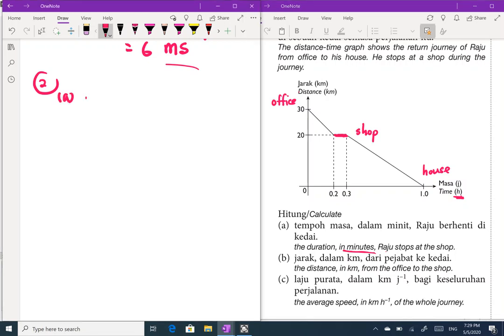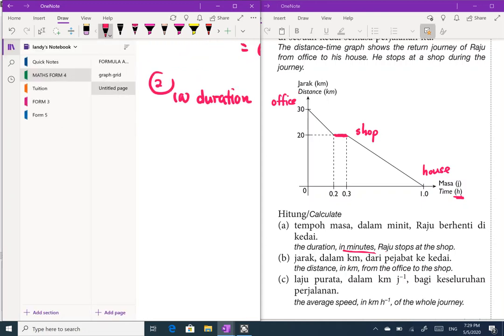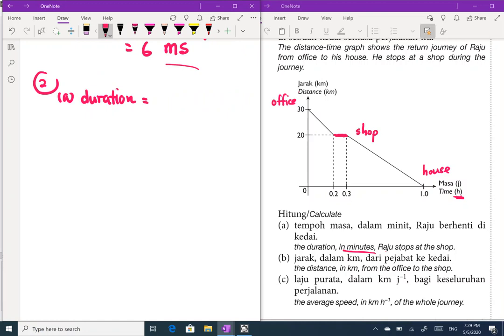I want to know the duration. A, I want to know the time. Duration. Remember, it must be in minutes. Okay, duration is our time. So, 0.3 minus 0.2. That means it's 0.1. This is in hours. Now I want minutes. How to find minutes? How can we change hours to minutes? Then you need to times 60. You need to times 60 to become minutes. So you will get 6 minutes.